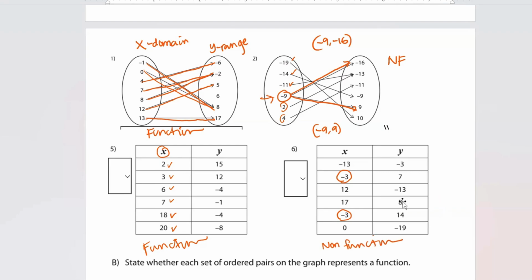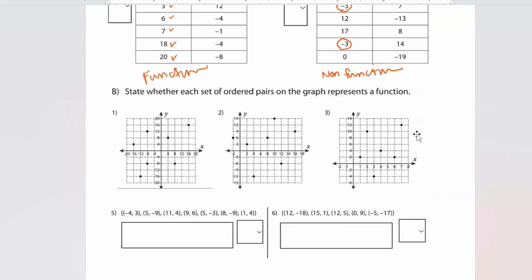All right. Let this be set B. State whether each set of ordered pairs on the graph represents a function. This time we're going to look at this. We call this a discrete graph. Why is this discrete? Because it's not continuous. This is a discontinued graph.